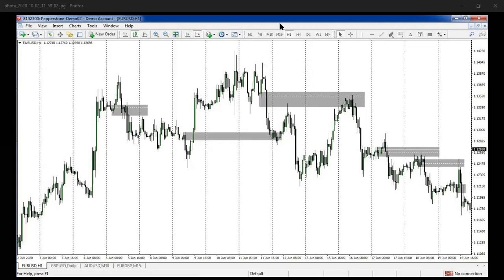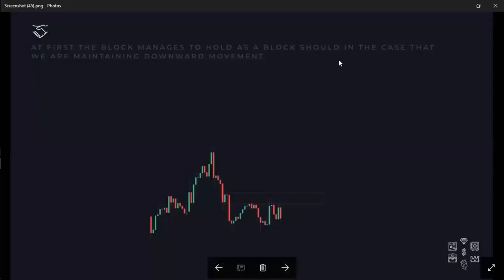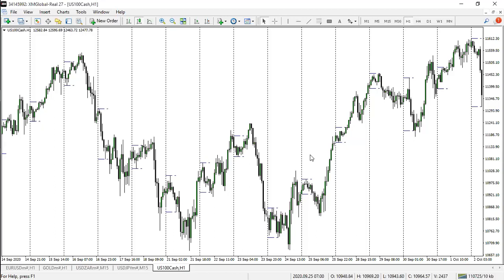Okay, I think this is the last example. Yeah, now this one doesn't matter. Let's go to the charts. This is NASDAQ, US 100.